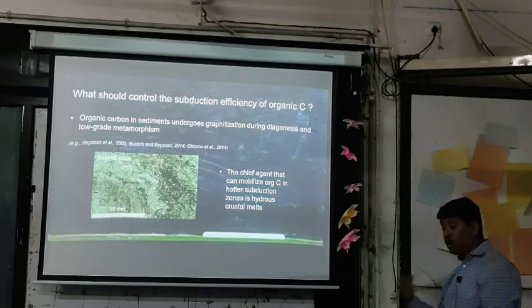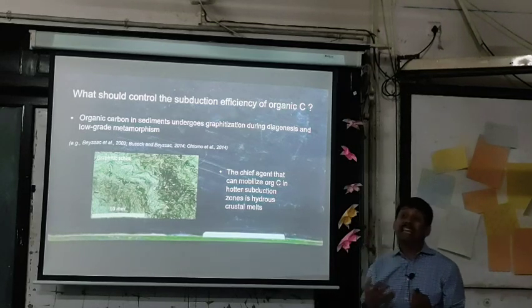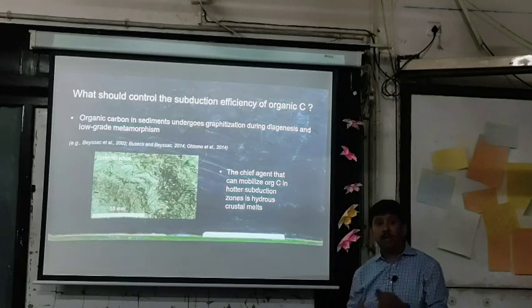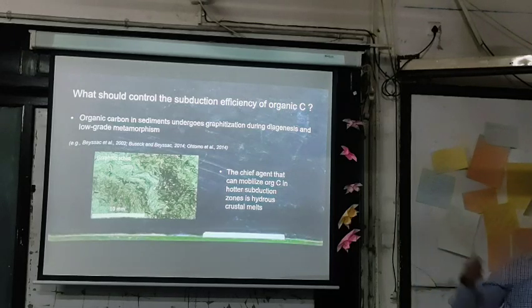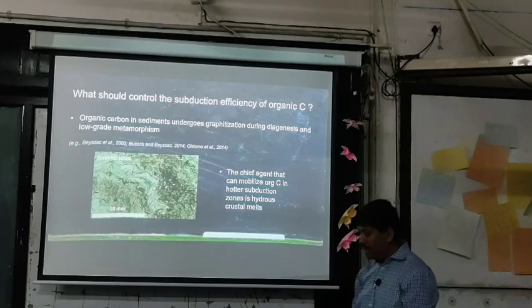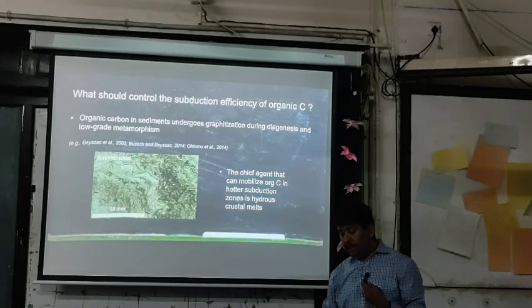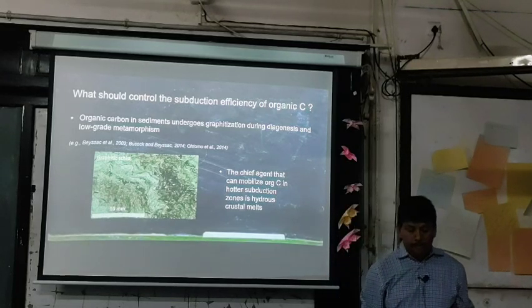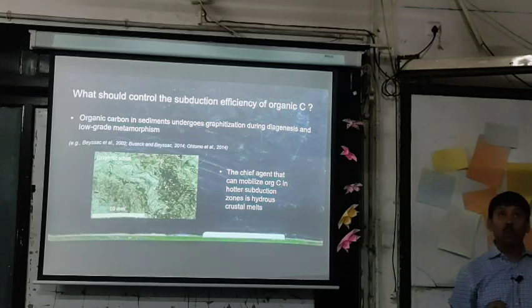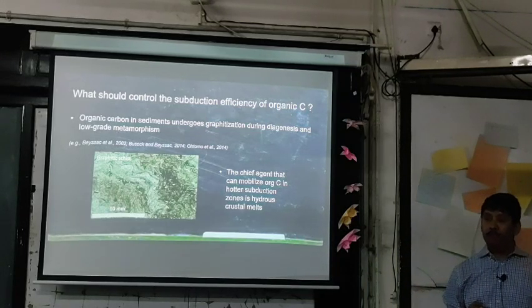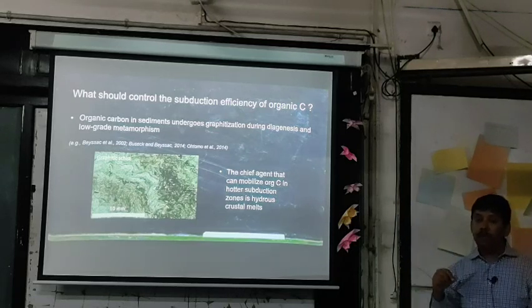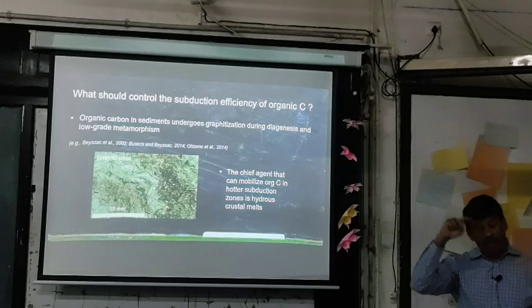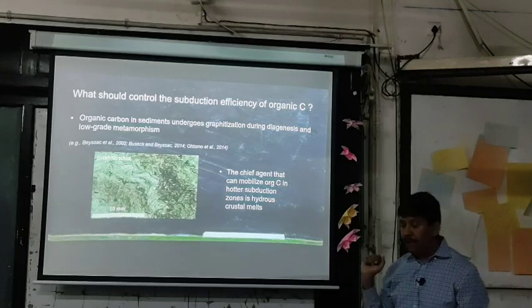The agent that can leach out organic carbon will be some sort of hydrosilicate melt, right? Because the slab is hotter, there could be slab melting. So what is the role of slab melt in breaking down organic carbon and releasing it in subduction zones? Another simplification: it has been shown that through diagenesis and low-grade metamorphism, things like kerogens undergo a transformation in terms of C/H ratio. The C/H ratio of organic carbon increases through low-grade metamorphism and diagenesis.